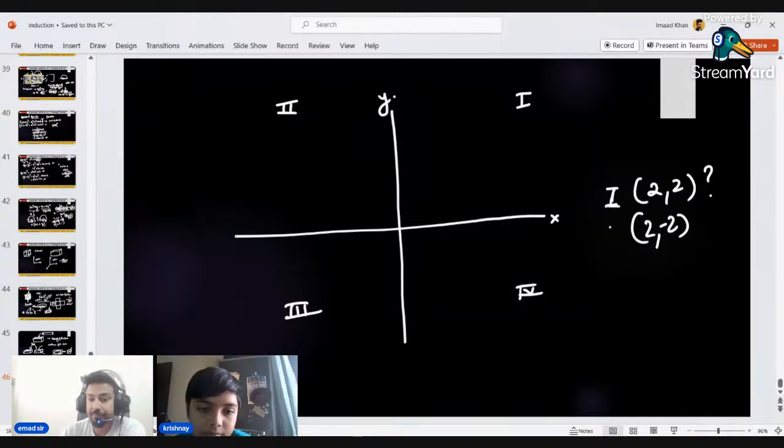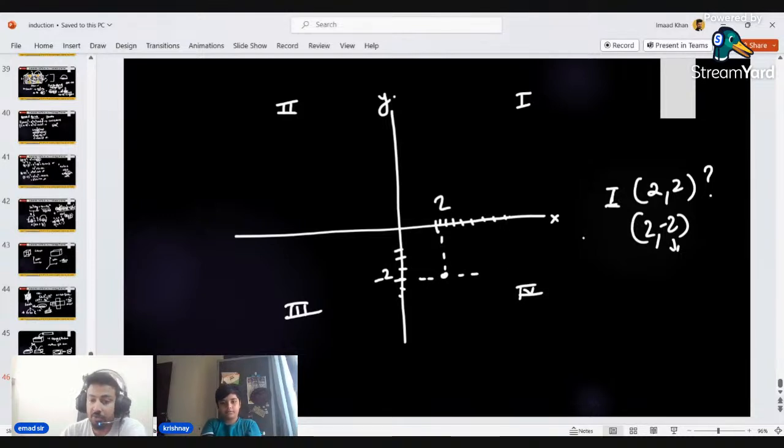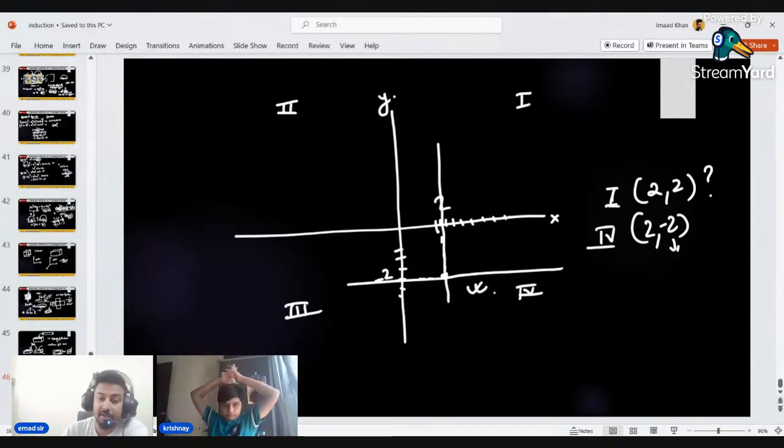Second. Here y is negative, right? So y is negative at this point of time and x is positive at this point of time. So where should it be? Fourth quadrant. If you draw a line for 2 and minus 2, both will intersect at this point, in the fourth quadrant. Okay, that's why it's in fourth.